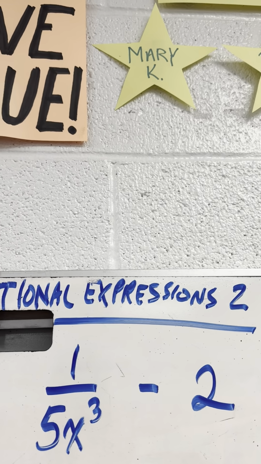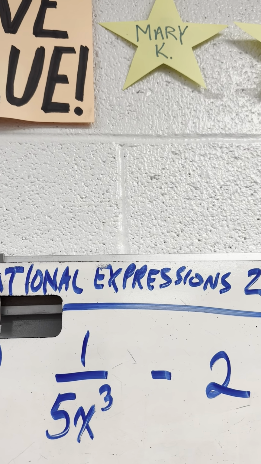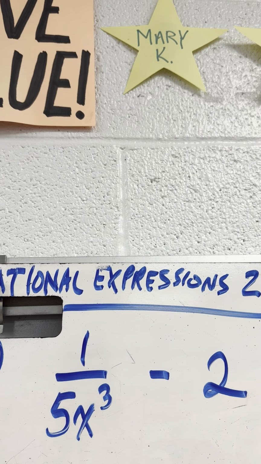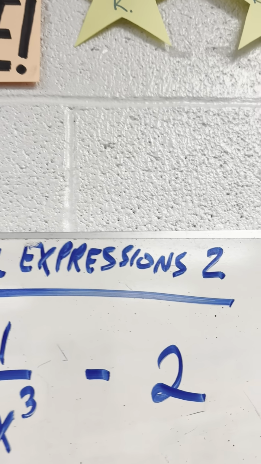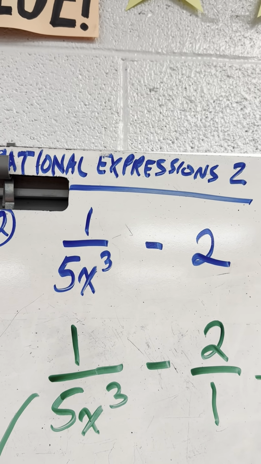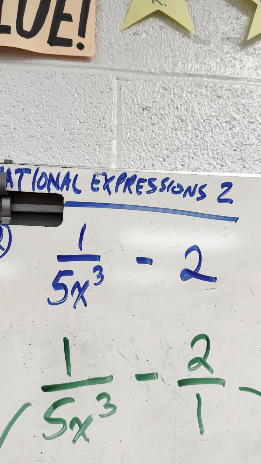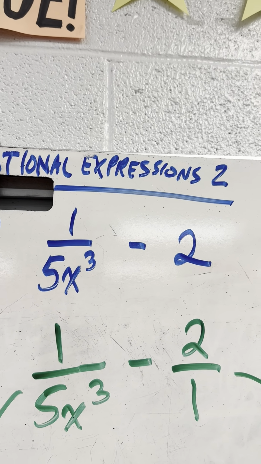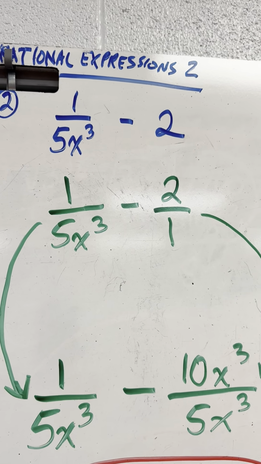What's the common denominator with 1 over 5x to the third minus 2? Wait a minute. There's no denominator over here. Yes, there is. 2 is the same as 2 over 1. So what's the common denominator? It's just 5x to the third. Okay.